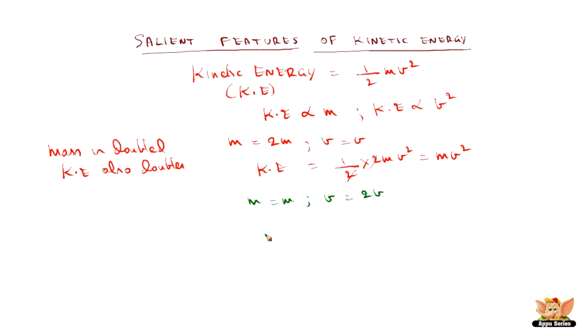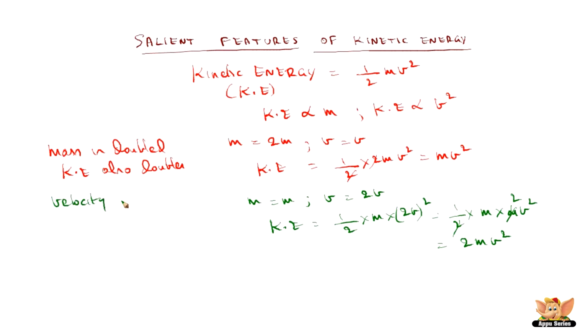In the same manner, if we keep the mass as it is and the velocity of the body is doubled, what happens to kinetic energy? It becomes half into m into 2v whole square, so that means half into m into 4v square. So this is basically 2mv square. So the kinetic energy has become 4 times, because the kinetic energy is half mv square, whereas here it is 2mv square. If velocity is doubled, kinetic energy becomes 4 times.